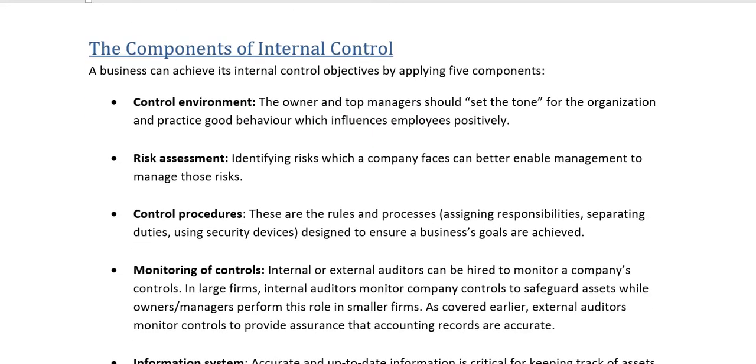Some components of internal control. A business can achieve its internal control objectives by applying 5 components. Control environment. The owner and top manager should set the tone for the organization and practice good behavior which influences employees positively.